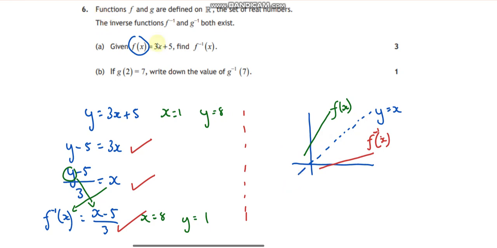And the very last one, if g of 2 is 7, write down the value of g to the negative 1 of 7. Well, we've not been told what g to the negative 1 is. We've just been told what f is. And all this is really saying is, do you understand what's going on with these functions? So yes, if I put 2 in and get 7 out, it means if I was to put 7 into the inverse, I would get 2 out.